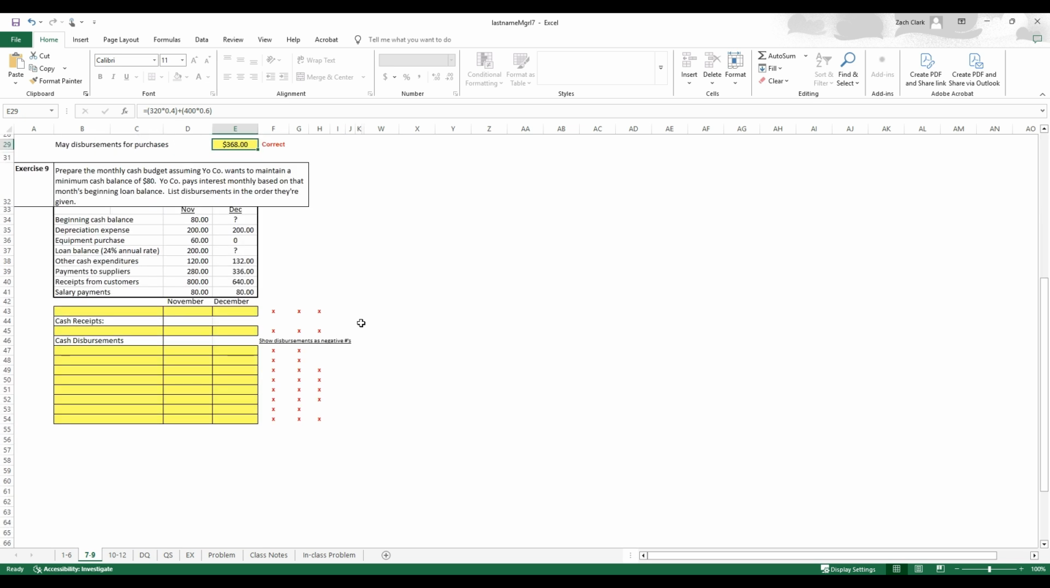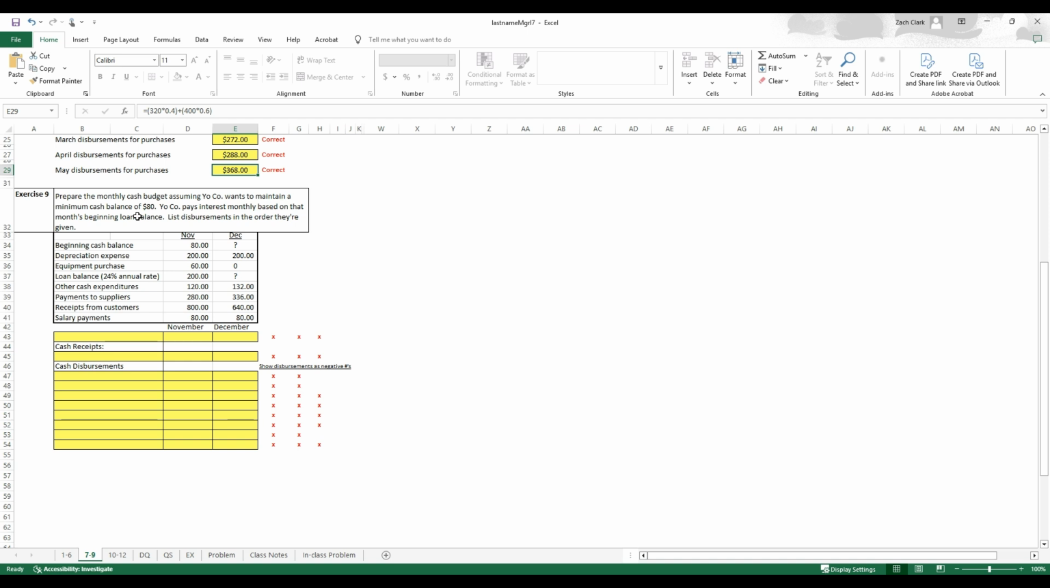Okay. So now on exercise 9, we kind of need to put this all together and prepare the full cash budget, assuming the company wants to maintain a minimum cash balance of $80. We pay monthly interest based on that month's beginning loan balance. So we need to list disbursements in the order that they are given, so on and so forth. Okay. So let's start with our beginning cash balance, and it tells us here we have $80, and then we're going to calculate our beginning cash balance for December based on what we've got going on here.